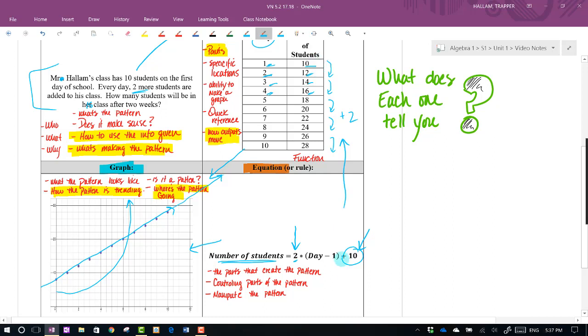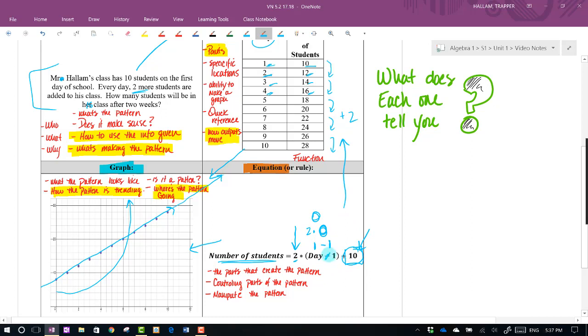So to get this pattern to work, let's plug it in actually. If I put 1 minus 1 in there, that turns to 0. And then 2 times 0 equals 0. That gives me the 10. So the reason that there's a minus 1 there is to make it work on day 1.